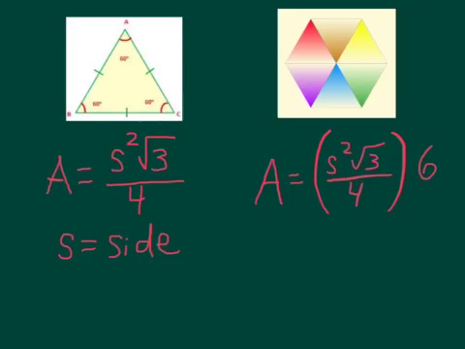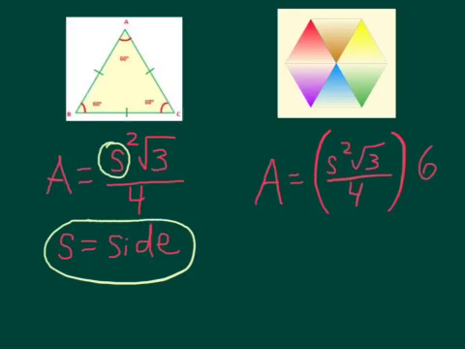It's important to know that S stands for side. So I will highlight this. This is an S, not a 5, and that is the side of the equilateral triangle. So S, S, S. Okay, that was a bad color choice, but S, S, and S. And so those are sides of the equilateral triangle.